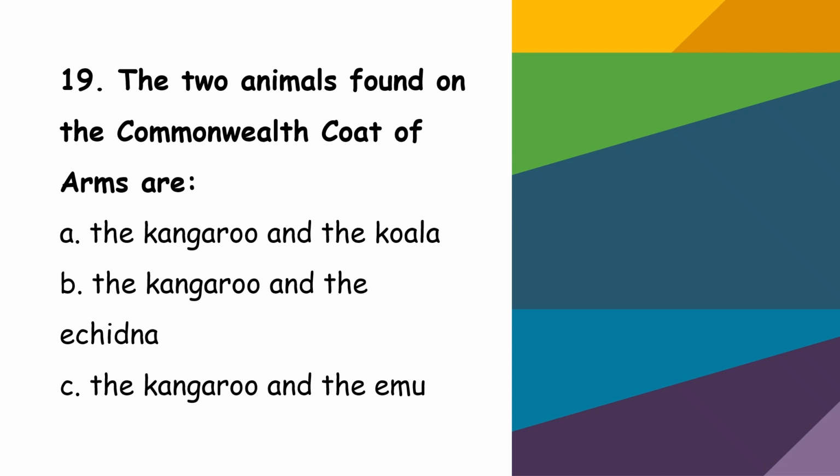Question 19. The two animals found on the Commonwealth coat of arms are A. The kangaroo and the koala, B. The kangaroo and the echidna, C. The kangaroo and the emu.